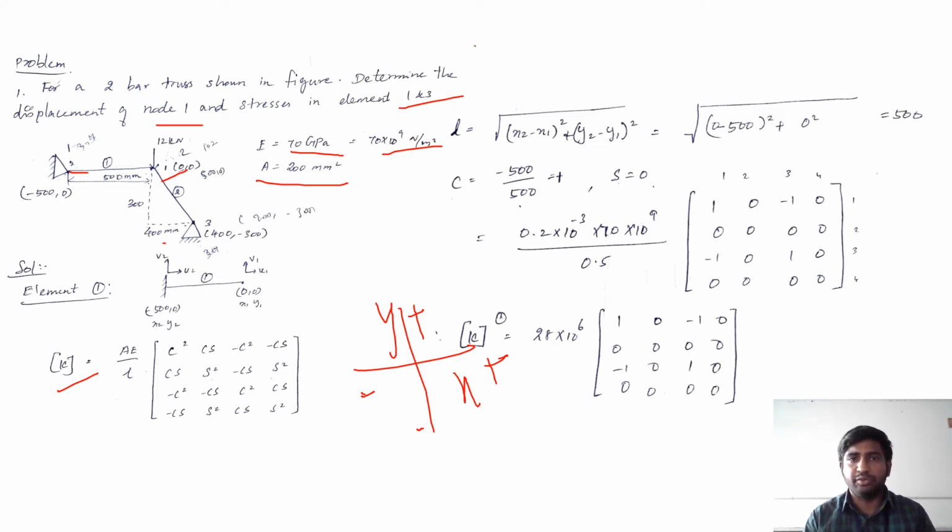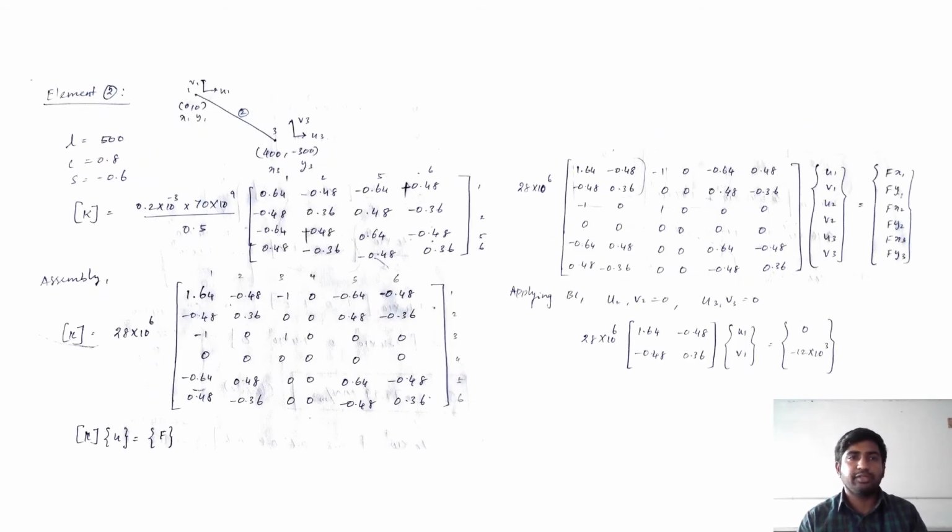So we should substitute the L, C and S values in this formula. So we can get the K, which means the stiffness matrix of the first element. So that is 28 into 10 power 6. This is a 4 by 4 square matrix. Okay, so this is the stiffness matrix of element 1. Similarly, we're going to calculate the stiffness matrix for element 2 in further slides.